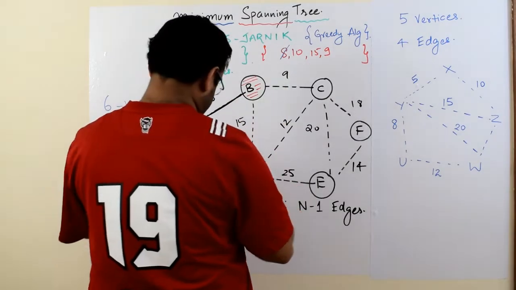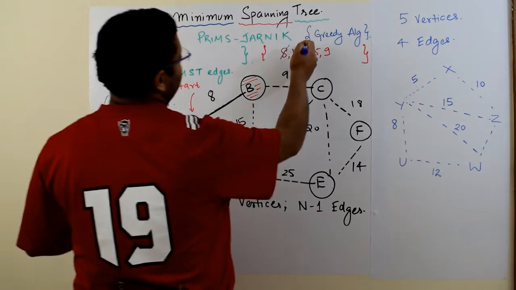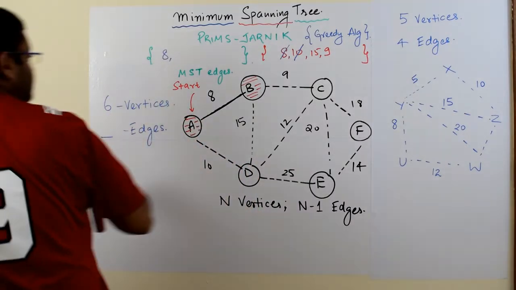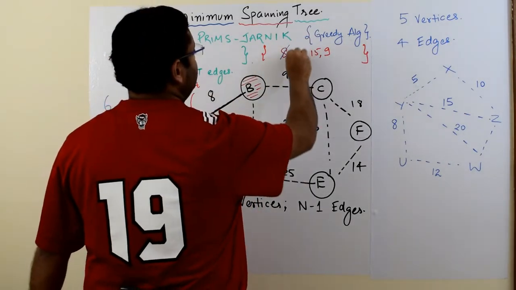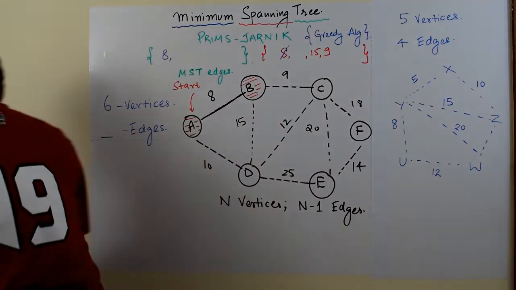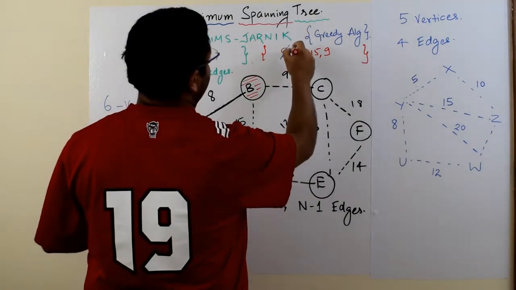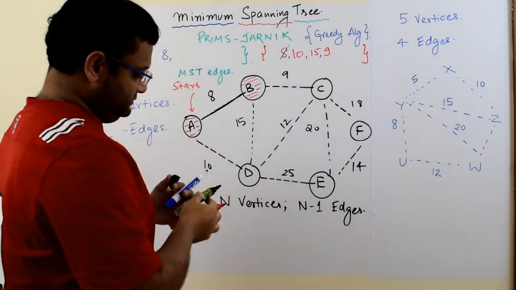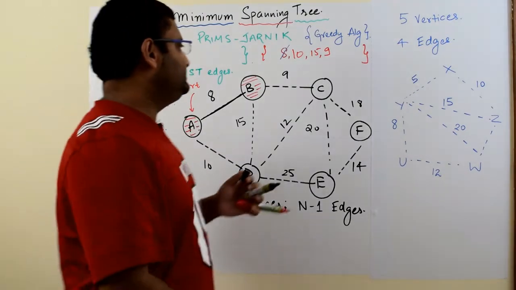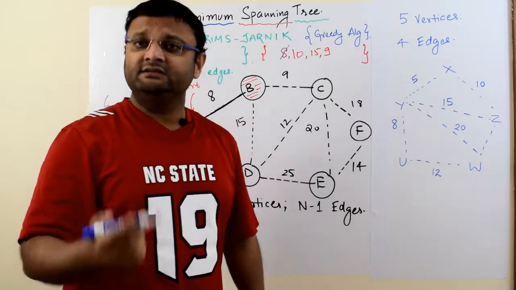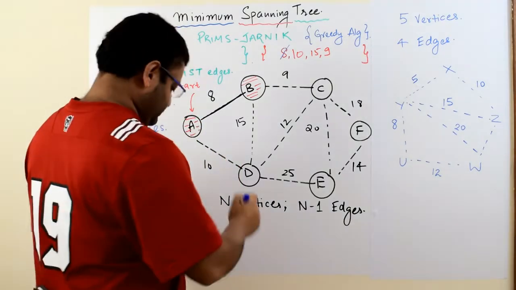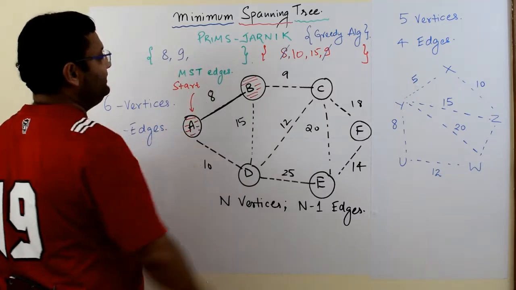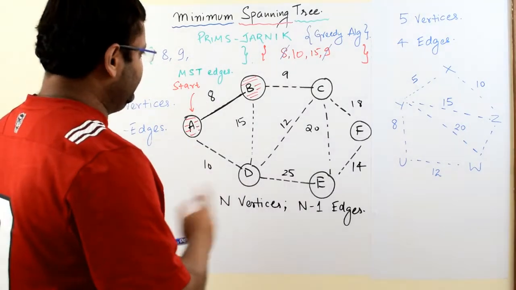Now out of these edges, which edge will be selected, which is the minimum? In this case it will be 9. So let me add 9 to my minimum spanning tree and continue.